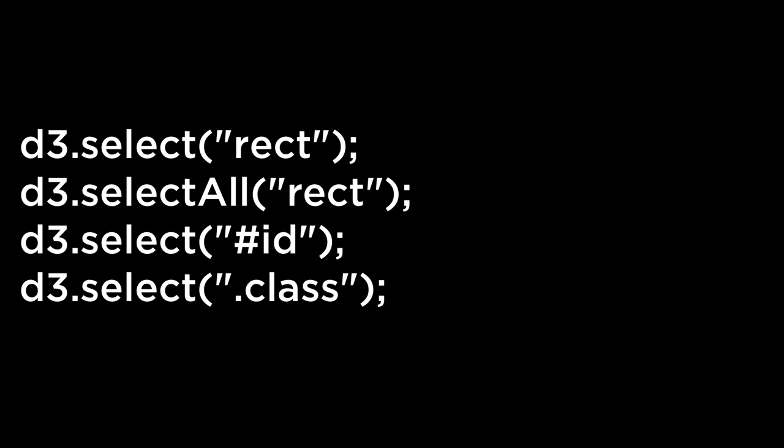Which brings up the question of how do we know which element to remove. D3.select selects the first element. D3.selectAll selects all the elements. What we can do is use the CSS3 selectors provided to us by D3. This will allow us to create an element with a specific ID. Then we can later use this ID to remove the element.